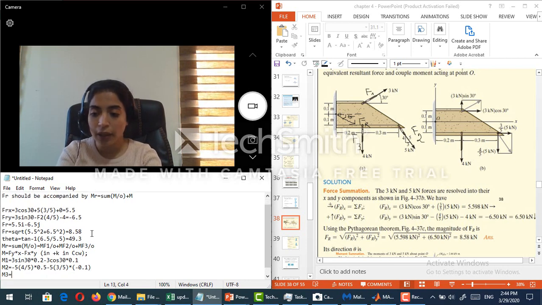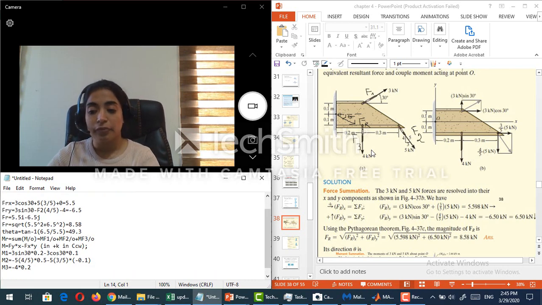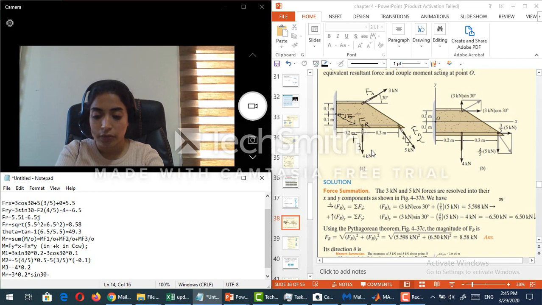And what is M3? Here I don't have an x component, so it is only y. So basically it is minus 4, because Fy is negative, while x is positive, equal to 0.2. So this is M3. And now I can find M resultant. M resultant will be equal to 3 times 0.2 times sine 30, minus 3 times 0.1 times cosine 30. So I'm adding them together and so on.